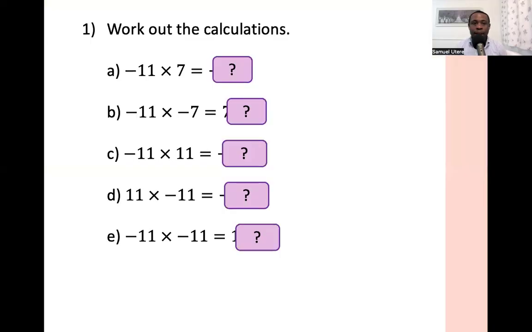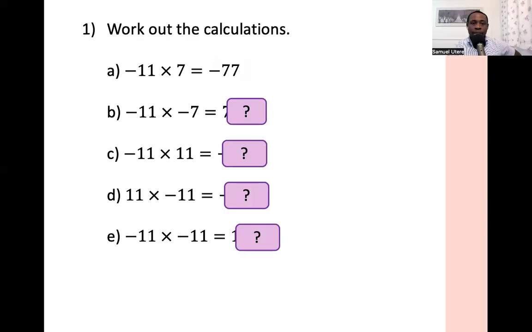Before we start, I would like you to do the retrieval practice questions in 3 minutes. Assuming you've paused the video and you've answered the questions, here are the answers. So you were simply asked to work out these calculations. By now, you should know the relationship between the signs when you work with directed numbers. So you know a negative and a positive will give you a negative. That's why the answer is negative 77.